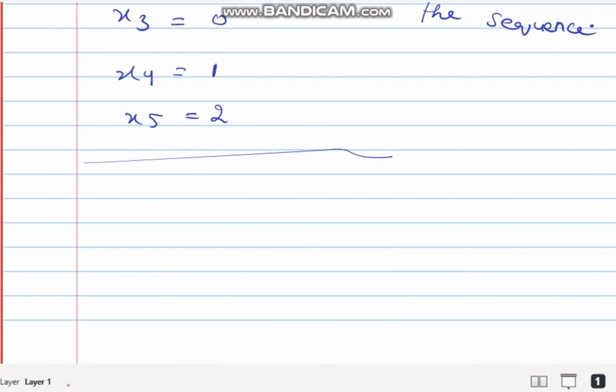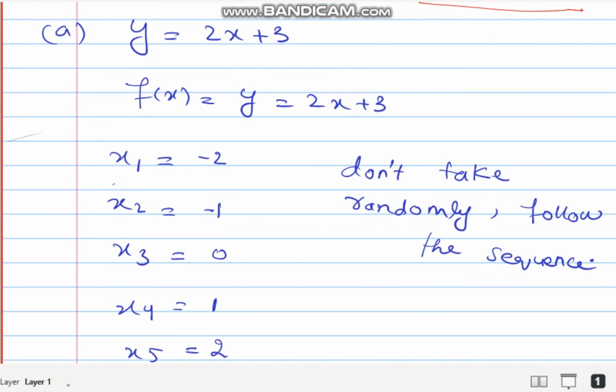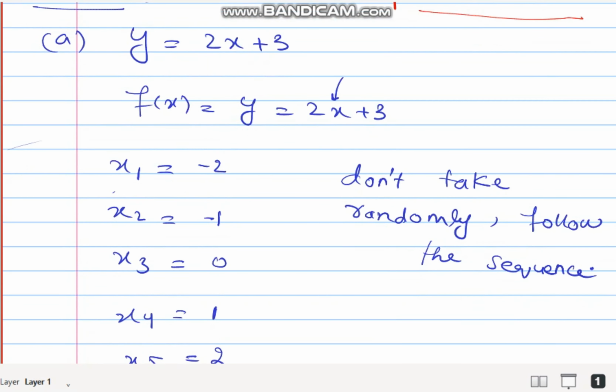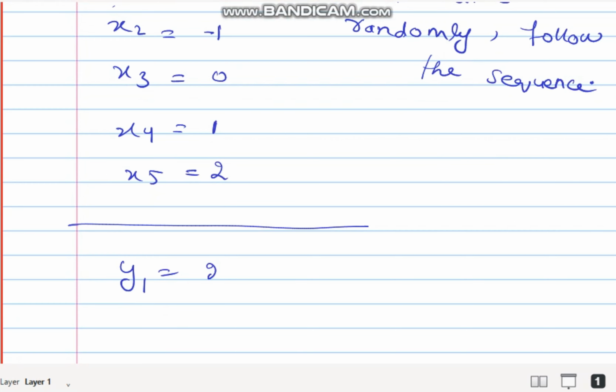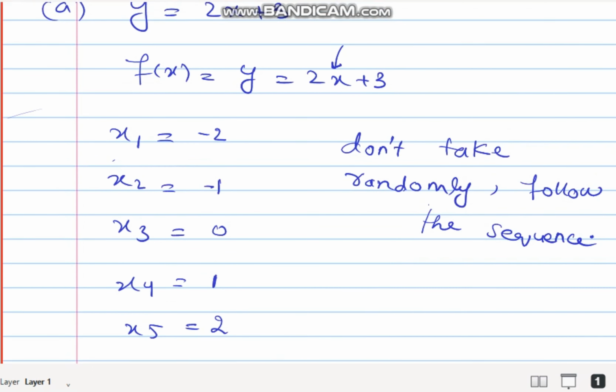This is the line. The y1 will be, just put x in this. We will put the x in this one by one, and we will get y1, y2 and y3. So put x1 here, plus 3. So what is x1? We have taken x1 ourselves.